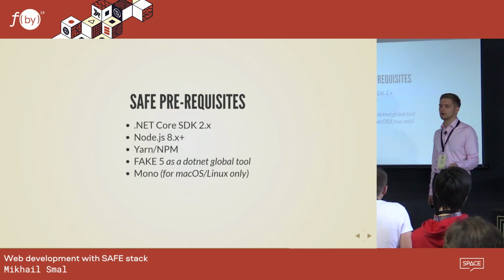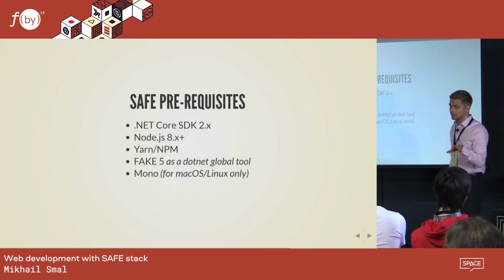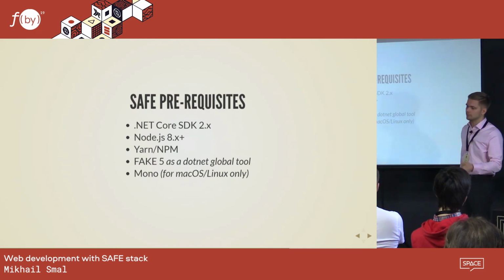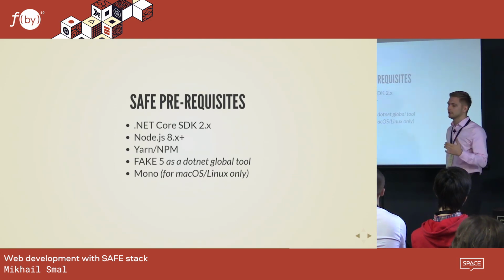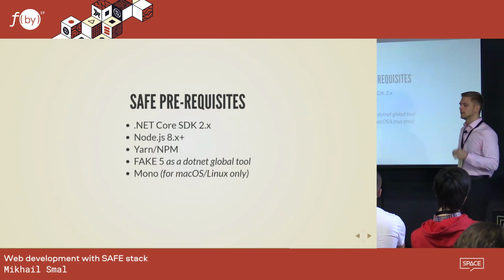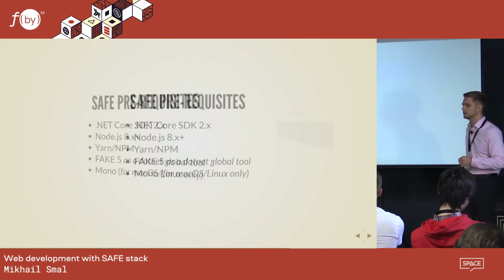Node.js, Yarn or NPM as a package manager. FAKE 5 as a .NET global tool. FAKE 5 is a DSL for building your applications. Basically, you can just write one script, again in F#, as a script language. You write one script and use it in any CI system everywhere you want. Everywhere it will be just fake build, and that's it. If you're a macOS or Linux user, you might need Mono for the F# REPL, but everything else, I believe, now works without it, just on cross-platform .NET Core.